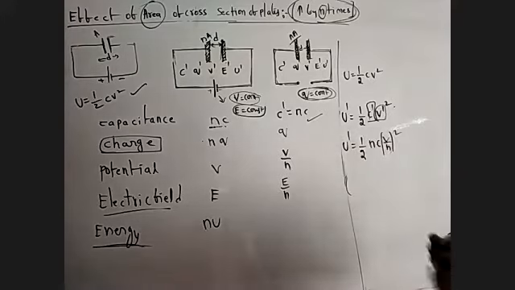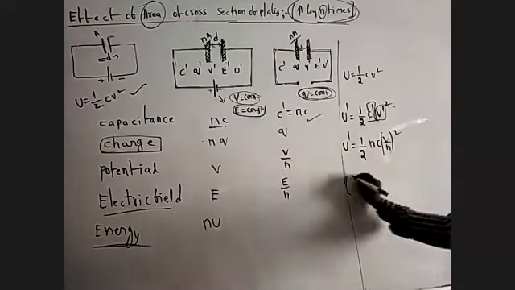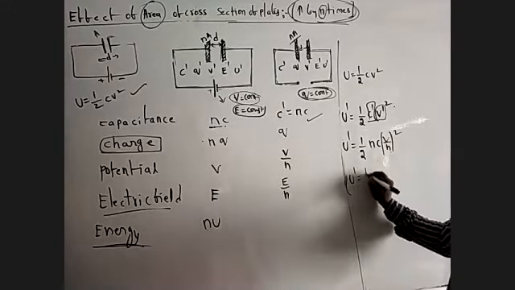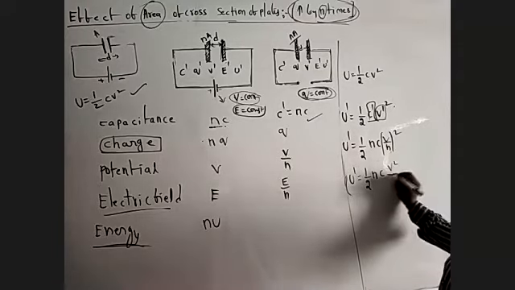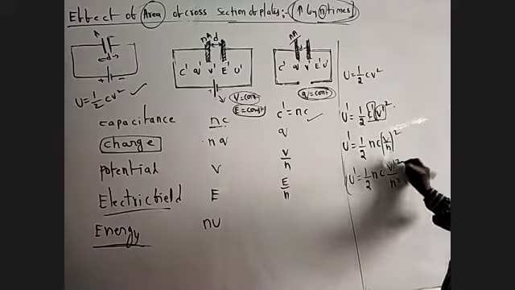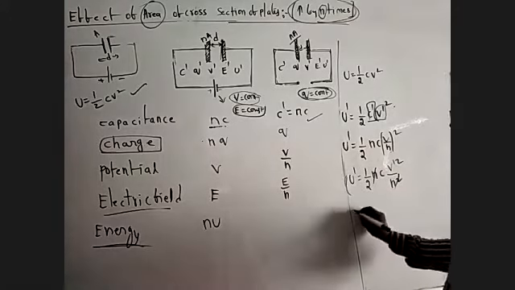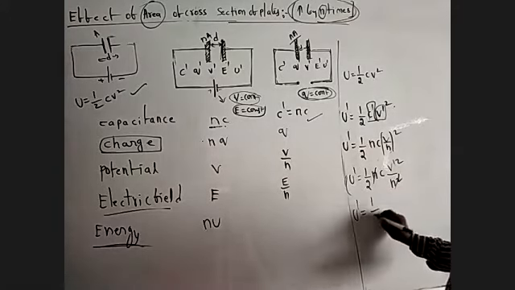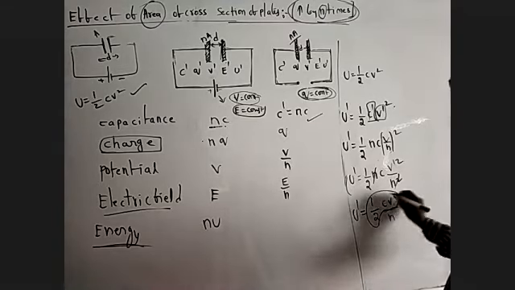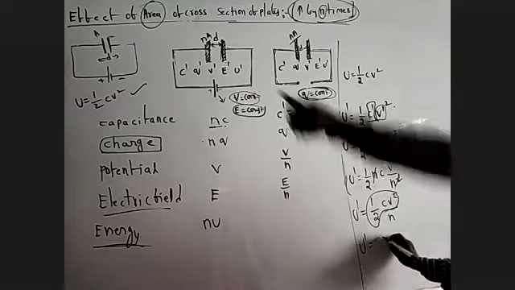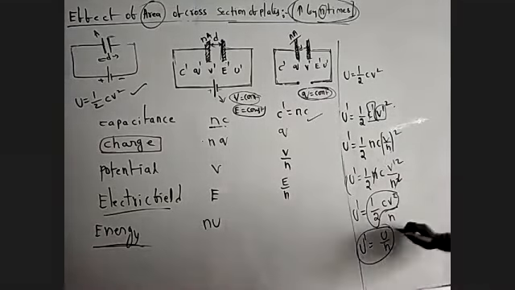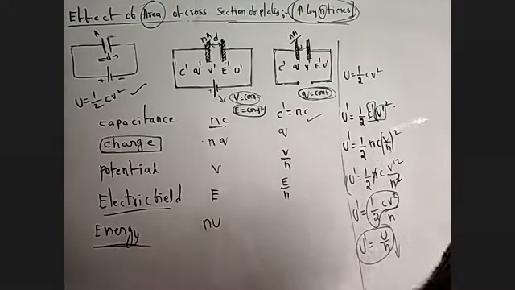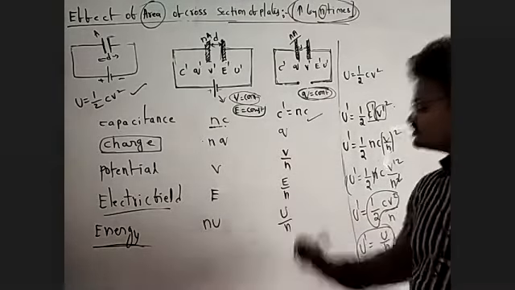So U dash is equal to 1 by 2 nC times V squared by n squared. One n cancels. U dash is equal to 1/2 CV squared by n. What is the general formula of energy? U by n. Energy decreases by n times. This is the formula.